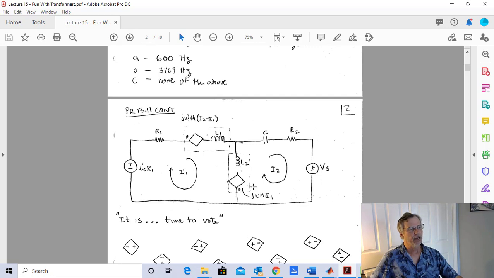Now over here, I know that this voltage is induced by I1, so I'm going to call it just j omega M I1. And I1 is going into the dot, so I'm being consistent with my own little rule, which you don't need to use. It just keeps it consistent for me.